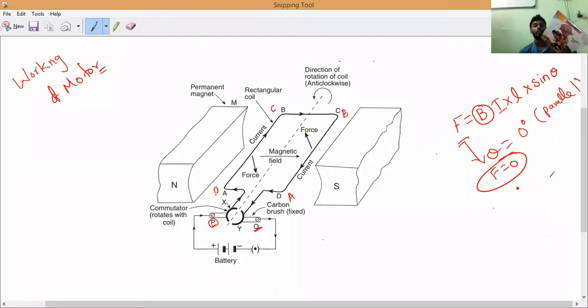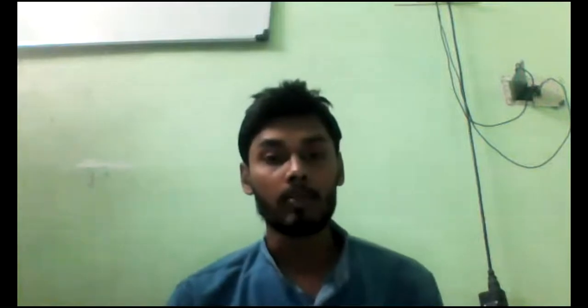So every half rotation, the position of AB and CD is changing. You can notice it. The position of AB and CD is changing. So what is happening? The direction of current keeps on changing in the rectangular coil. So every half rotation plus every half rotation will lead to the complete rotation, and continuously the spindle or the axle will keep on rotating. So this is what we call the working of a motor.